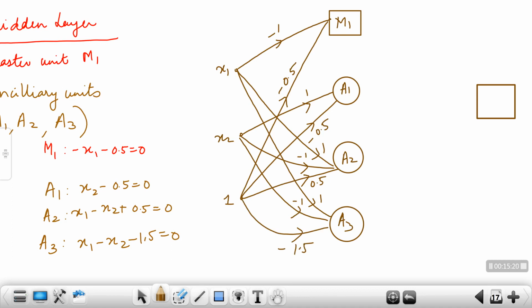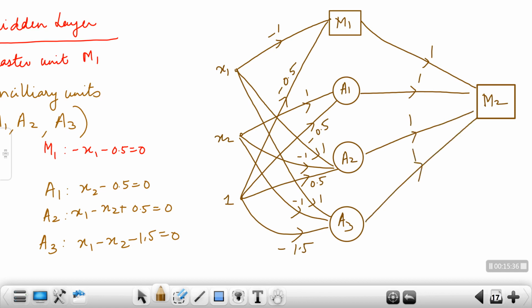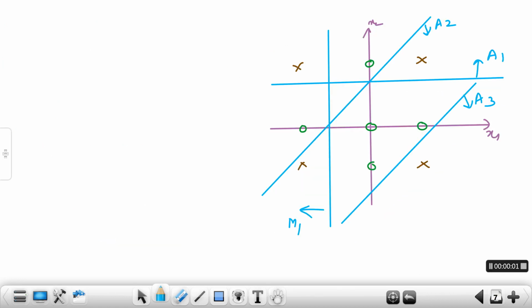Now from the second node, we will have the second master node, and the weights from the hidden layer to the final layer, all weights will be 1. Uniform weights of 1. That is the technique used here. And now a very important step here is that these are the lines which we have got for the tiling algorithm.